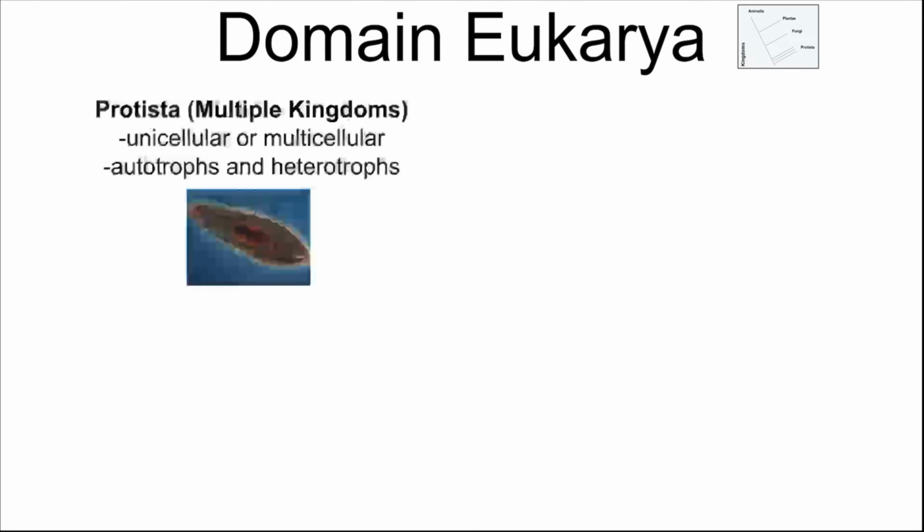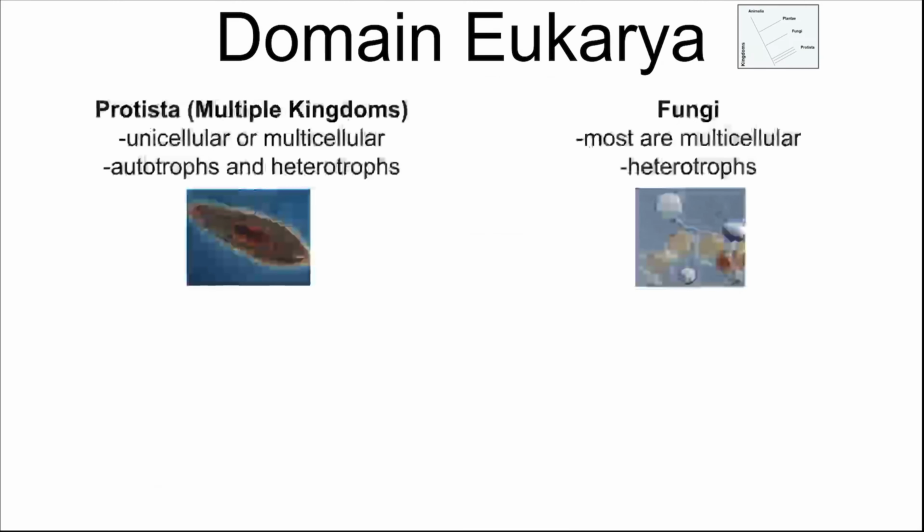Let's briefly look at the domain Eukarya so you can have an idea of what organisms make that domain. So protists are multiple kingdoms, and they're mostly unicellular. Some are multicellular, some are colonial. Protists can be autotrophic and heterotrophic. So autotrophs would be generating energy from things like sunlight or chemical energy, and heterotrophs would be organisms that have to eat other organisms or matter in order to generate energy. Fungi are mostly multicellular, and those are heterotrophs, so they have to eat things in order to metabolize.